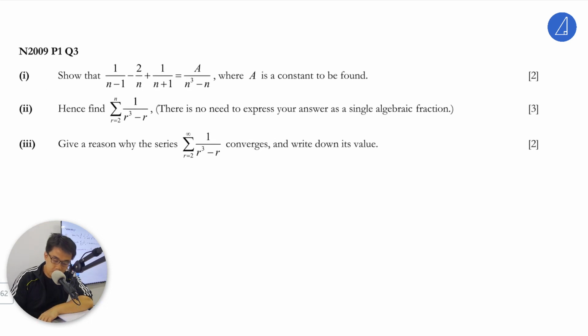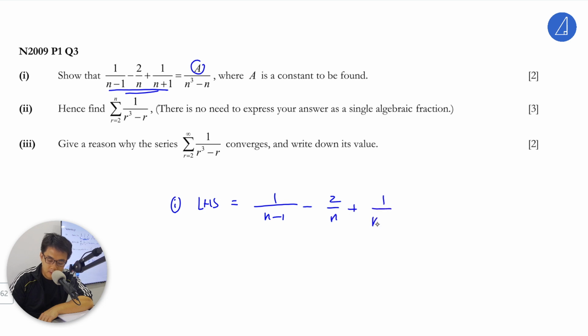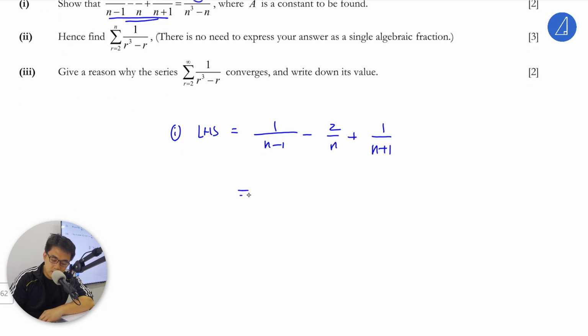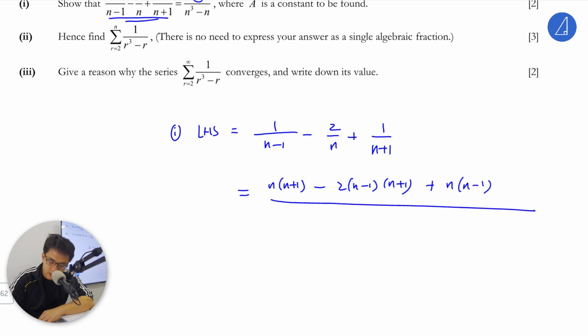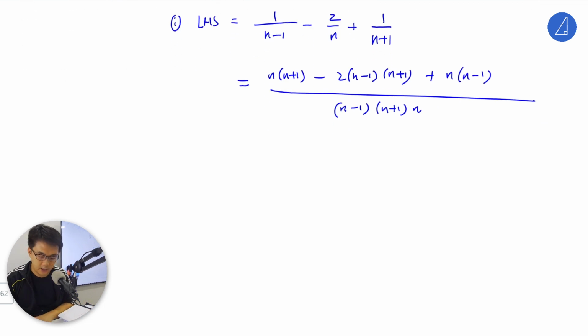This one is show point A. I think from the left hand side, combine into one common fraction, so it's easier. Minus 2 n plus n plus 1. In this case it will be n plus 1 over n. Okay, there you go. Then just expand this.